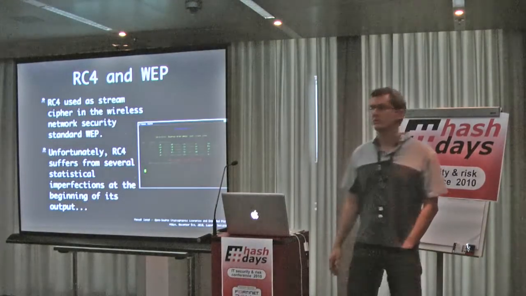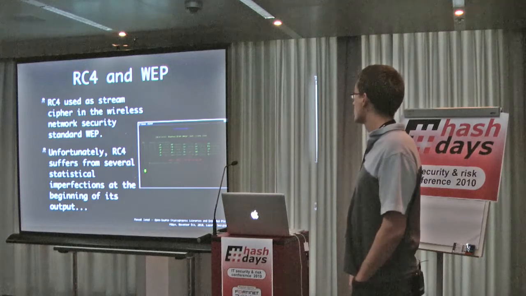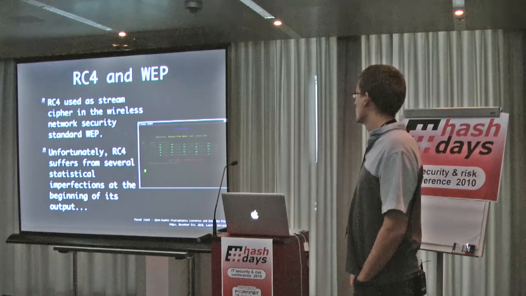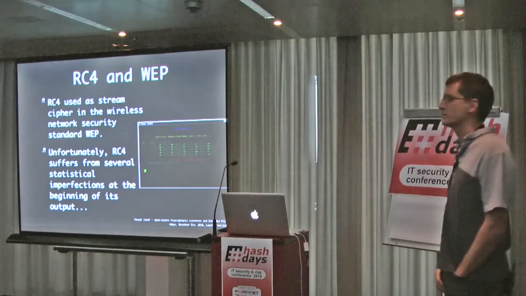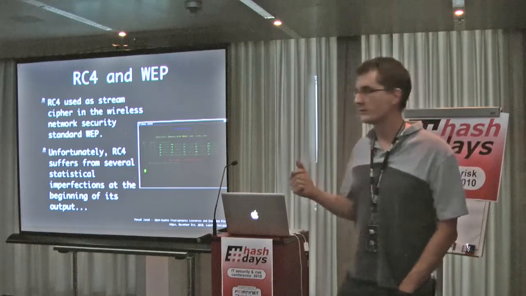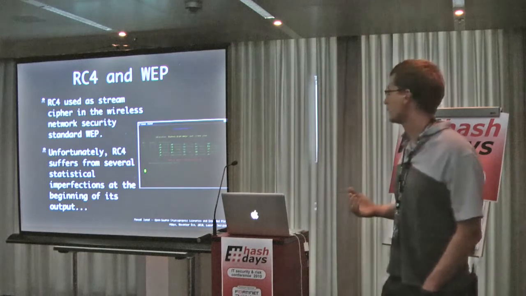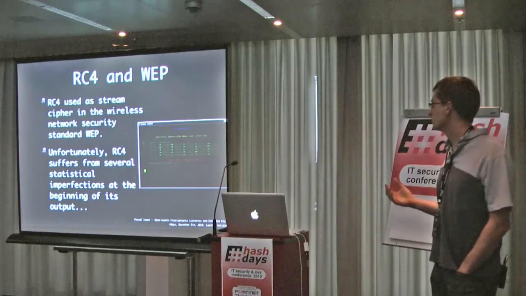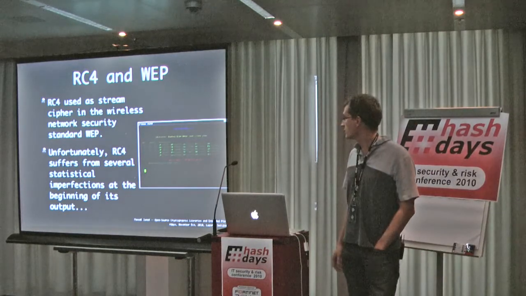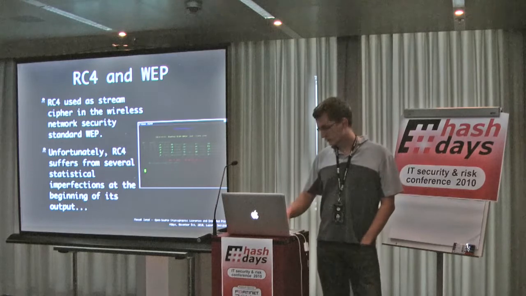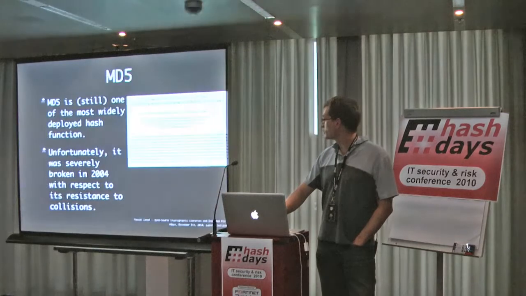Another very famous example is the use of RC4 in the wireless security standard. Unfortunately, RC4 suffers from several statistical imperfections in, let's say, the first 256 output bytes, and those statistical imperfections allow you to break it very, very easily, as everybody here knows, using tools like aircrack. So that's another example of a bad choice of a stream cipher.